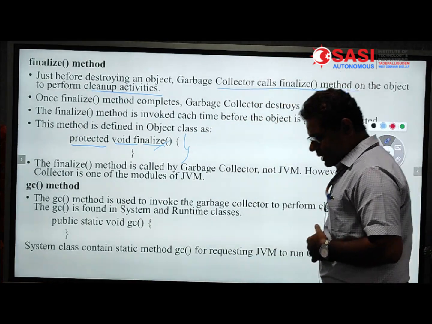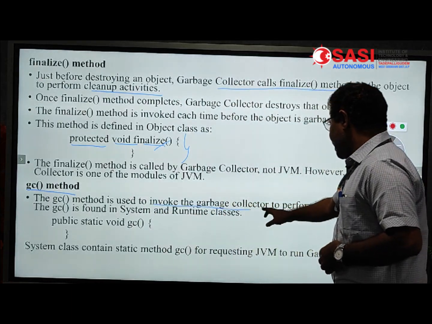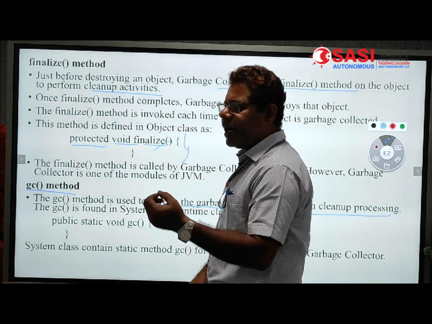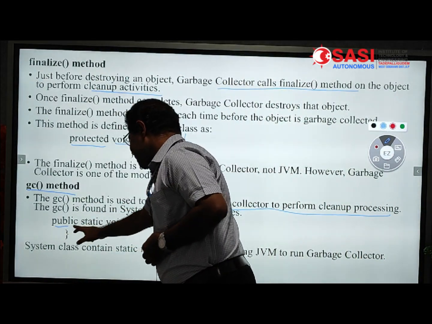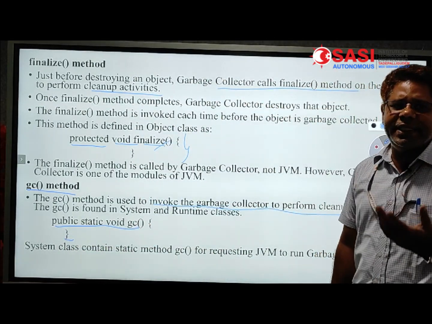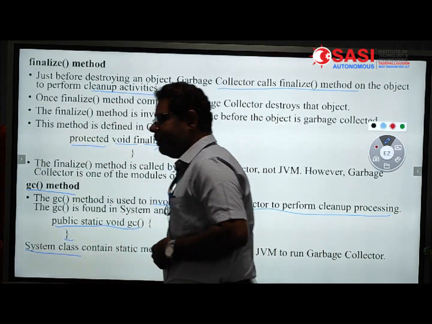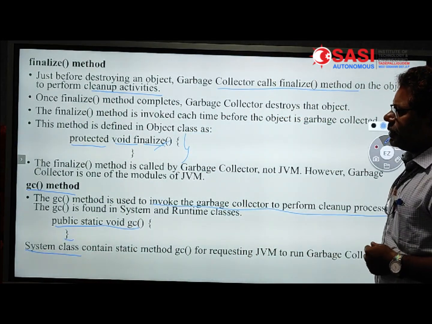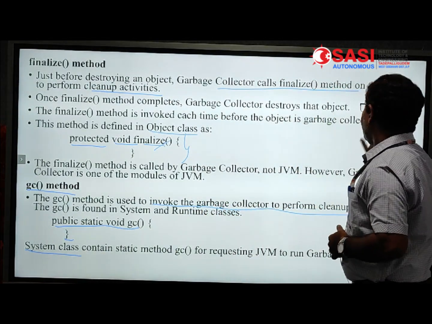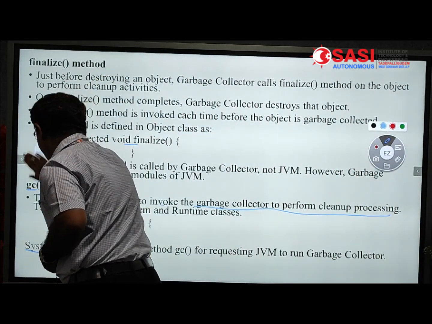Next, another method is the GC method. The GC method is used to invoke the garbage collector to perform the cleanup activities. How to write the GC method? That is public static void gc. So this is how we can write the GC method. The GC method is generally in the System class. The finalize method is in the Object class. Now we can see one example of how we can call the finalize method before destroying the object.